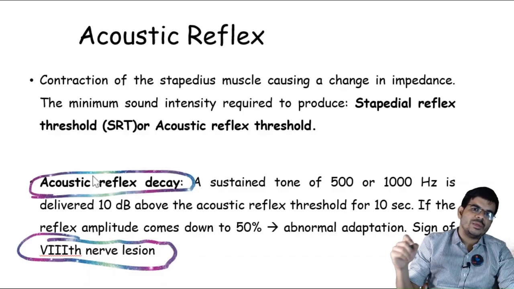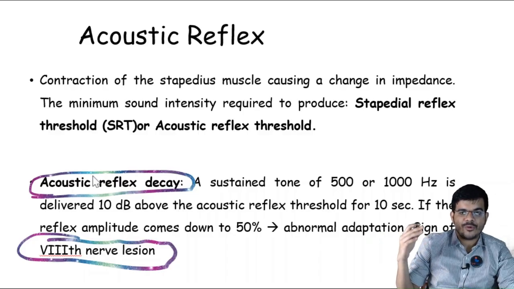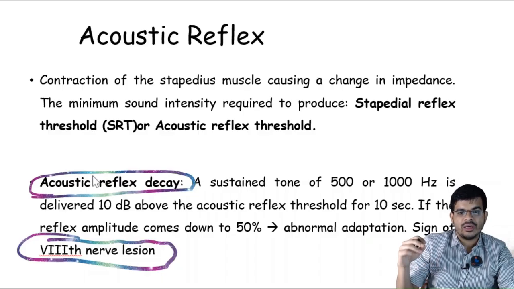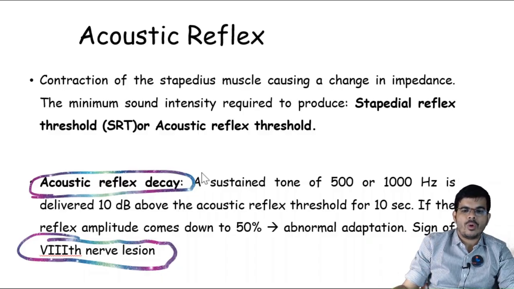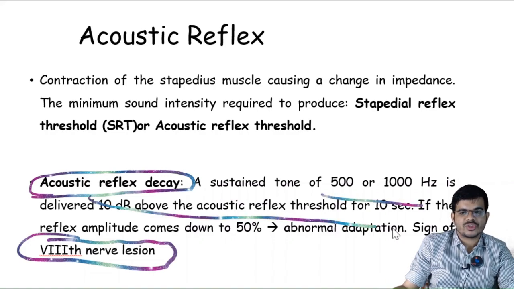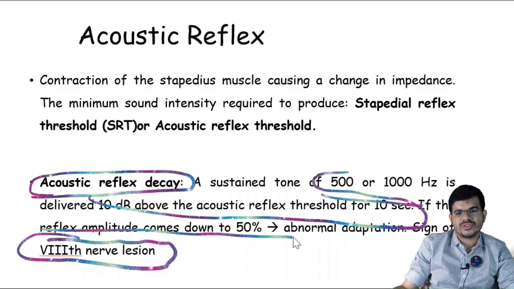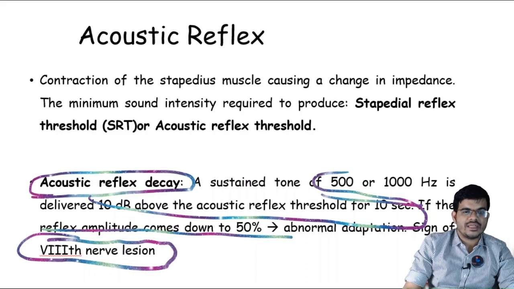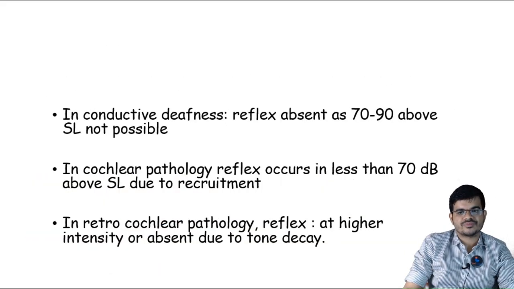There is something called tone decay you will be learning soon, but for now just remember that the acoustic reflex also can undergo decay because of the property of the nerve fiber for decay. A sustained tone of 500 or 1000 Hz delivered 10 decibel above the acoustic reflex threshold for 10 seconds will bring down the amplitude to 50%.